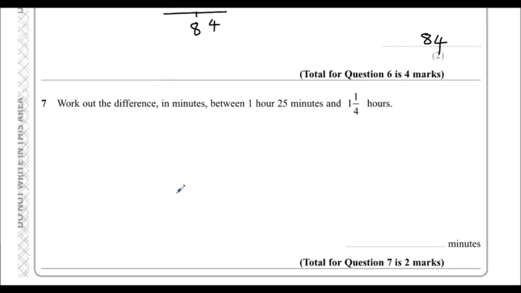Question 7. Work out the difference in minutes between 1 hour and 25 minutes and 1 and a quarter hours. So a quarter of an hour. An hour is 60 minutes, a quarter of an hour is 15 minutes. So a quarter of 60 is 15.